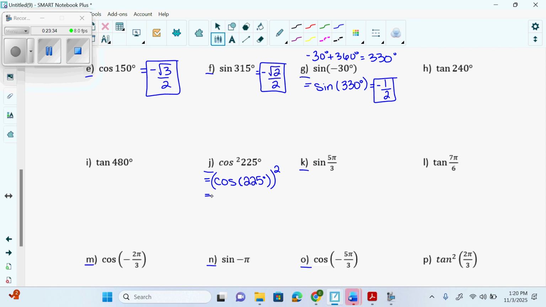Okay. Cos of 225. What's your answer? Negative root 2 over 2, and then I have to square it. So I square the negative, it becomes a positive. I square a square root, it becomes 2, it just goes away. And then I square the 2 and so my answer becomes 1/2.